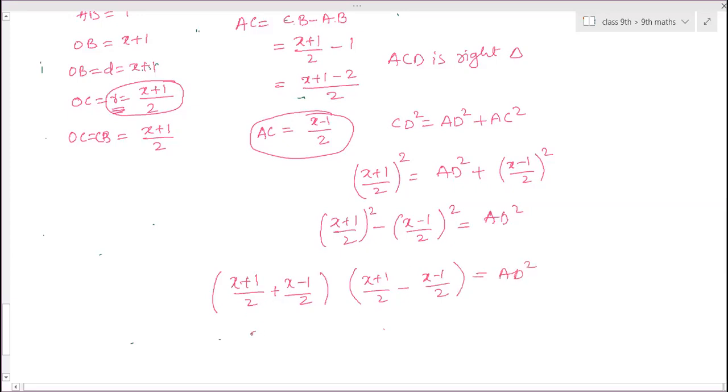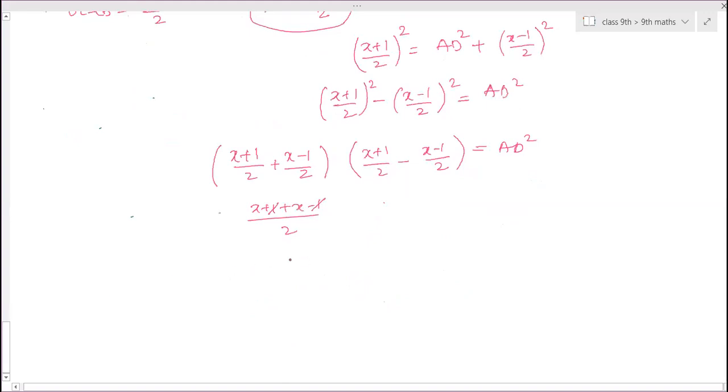When we add it, x plus 1 plus x minus 1 by 2, the 1s get cancelled. This is equal to 2x by 2, and the 2s get cancelled. In the second bracket, x plus 1 minus x plus 1 by 2: the x's get cancelled, 1 plus 1 is 2, 2 by 2 is equal to 1. So x into 1 is x, equal to AD square. So the square root of x is AD.